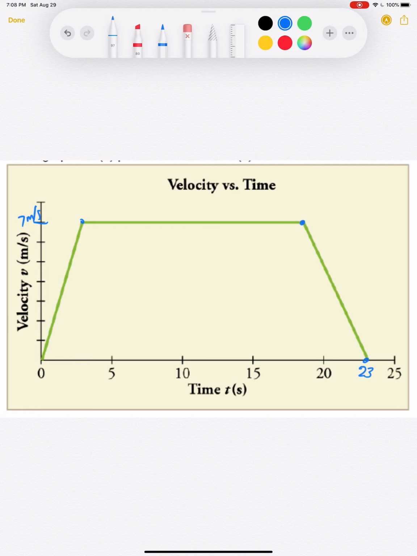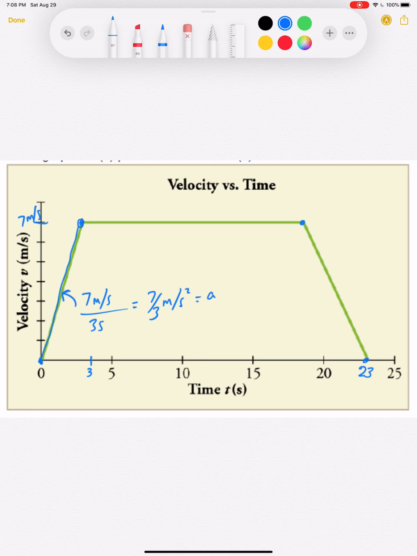So from 0 to it looks like 3 seconds, the velocity is increasing. As you can see, it goes from 0 meters per second to 7 meters per second in only a 3-second time interval. So if we found the slope of this particular line right here, we know that we went up 7 meters per second over 3 seconds, which gives us 7/3 meters per second squared. Now, that is the acceleration.